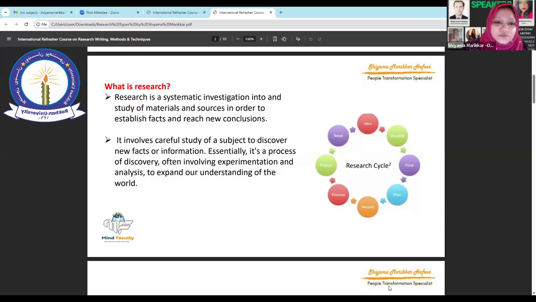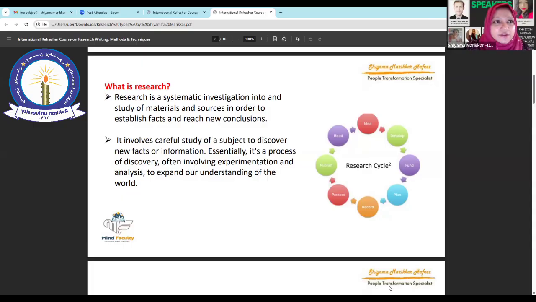Okay. So we should know research is a systematic investigation into study materials and sources to establish facts and reach new conclusions. So we cannot say that retrieving information from a computer or from any sources, books or anything is research.